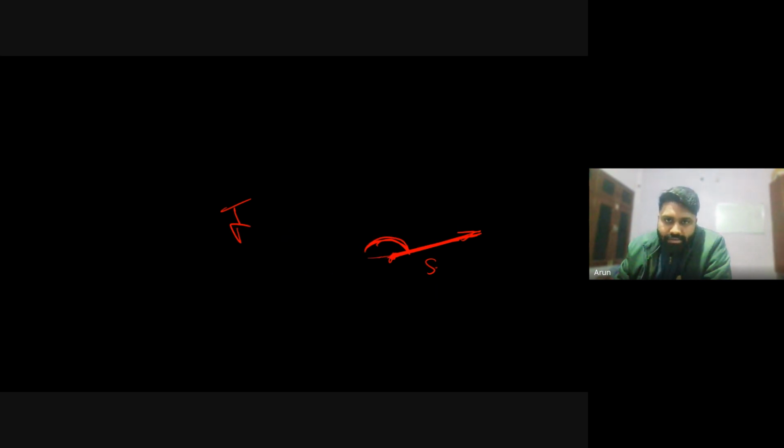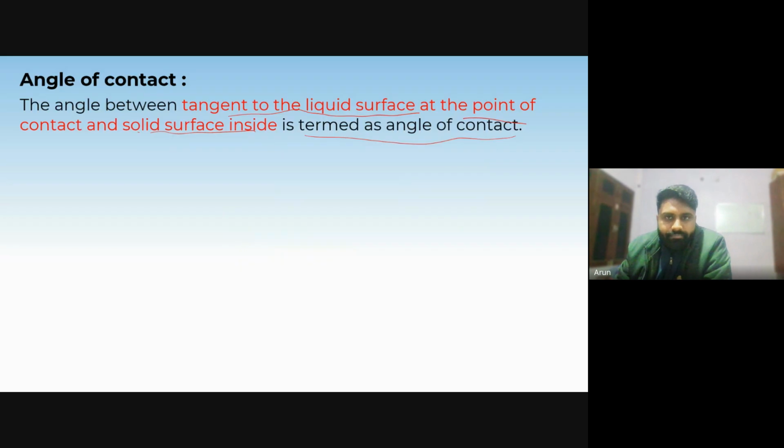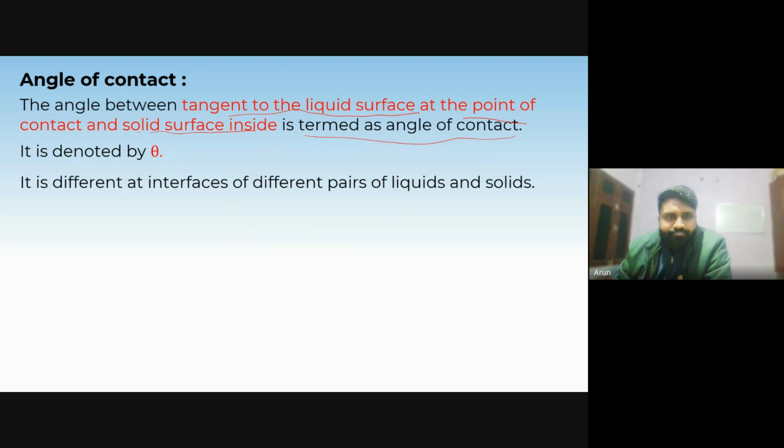Now we will deal with it in a more detailed way. Why are we studying it? It is denoted by theta. The angle of contact is different for different types of liquid and different types of surface on which it may interact. Okay, got it.